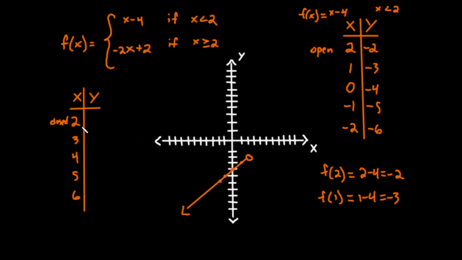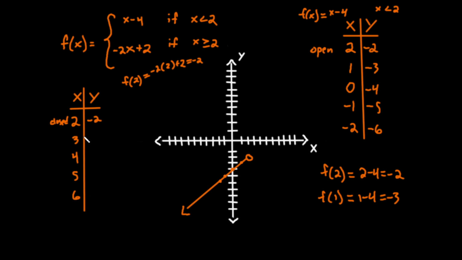So all you do is plug in whatever your x is into the function itself. So for this one, f of 2 would be equal to -2 times 2 plus 2. -2 times 2 is -4. -4 plus 2 is -2. So when your x is +2, your y is -2. And we're just going to keep going from there.